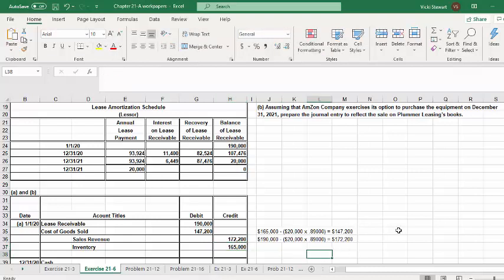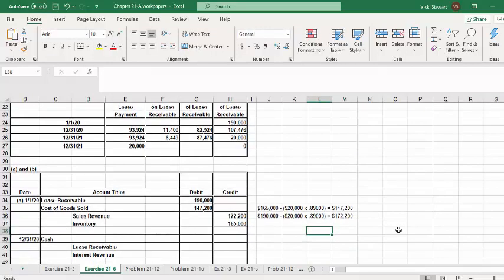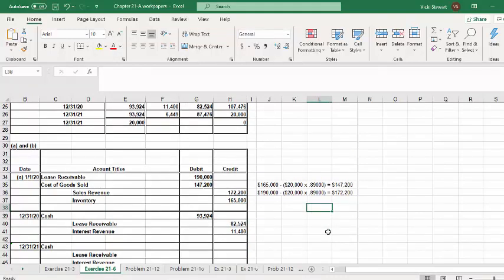Next, we're going to record the receipt of the first payment on the lease at December 31st, 2020. So we would receive cash of $93,924. According to the amortization schedule, we would credit the lease receivable for $82,524, and we would credit interest revenue for $11,400.